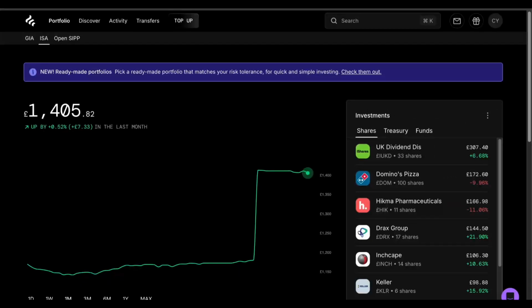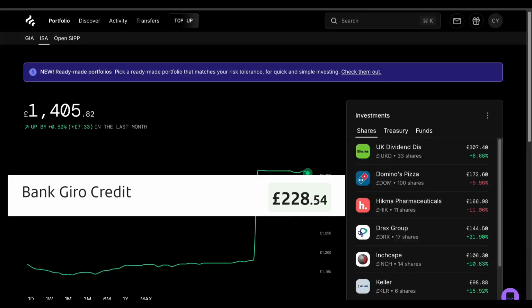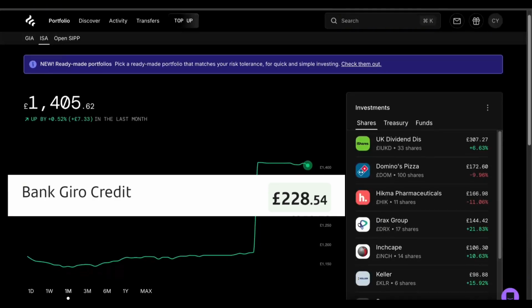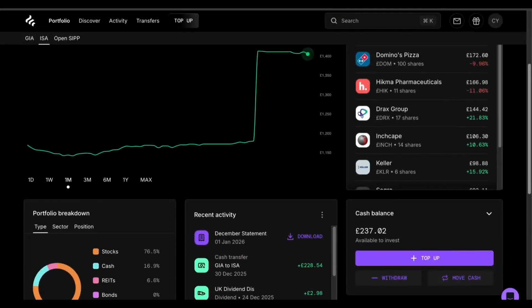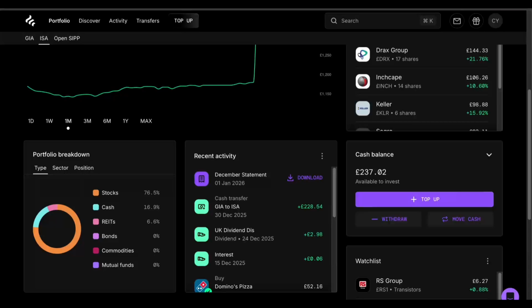Like I mentioned earlier, I'll be using my YouTube earnings each month to fund this series. As you can see on screen, last month the channel brought in £228.54, and that's exactly what I've added straight into the portfolio. So this now leaves me with £237 ready to be invested.